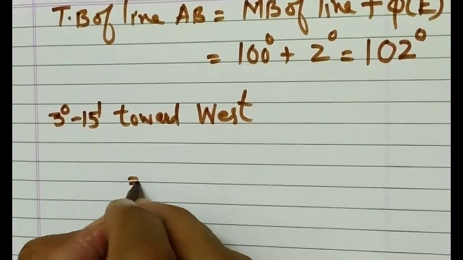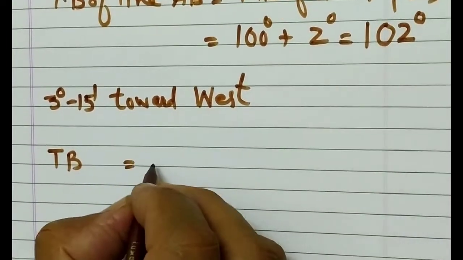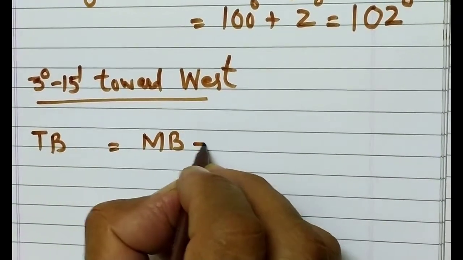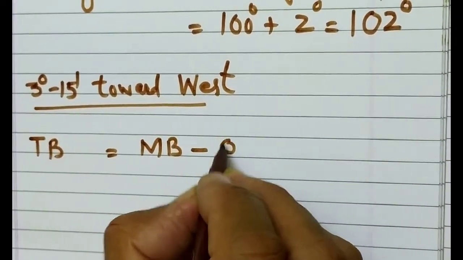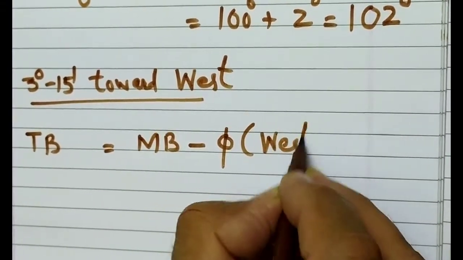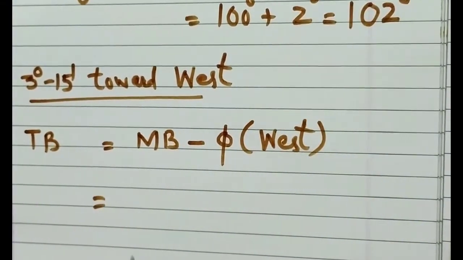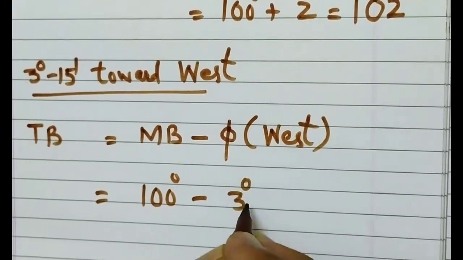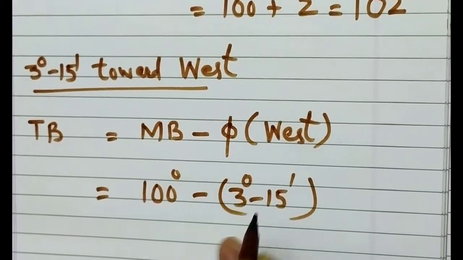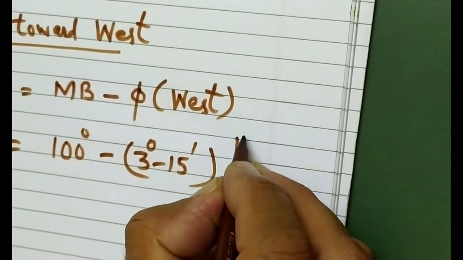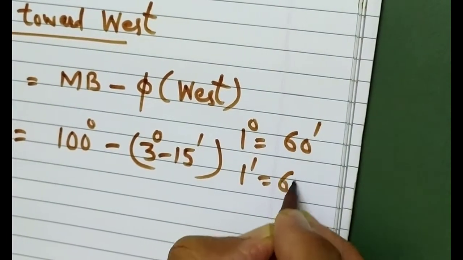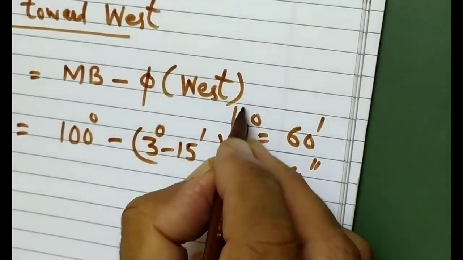For this, again you can write the true bearing of a line is given by the magnetic bearing. Now it is towards west, so here you use the minus sign. Phi, it is west. So here again it is 100 degrees minus 3 degrees 15 minutes. Some students have a doubt how to deduct this. For this I will give an example. 1 degree is equal to 60 minutes and 1 minute is equal to 60 seconds. This is the conversion factor.